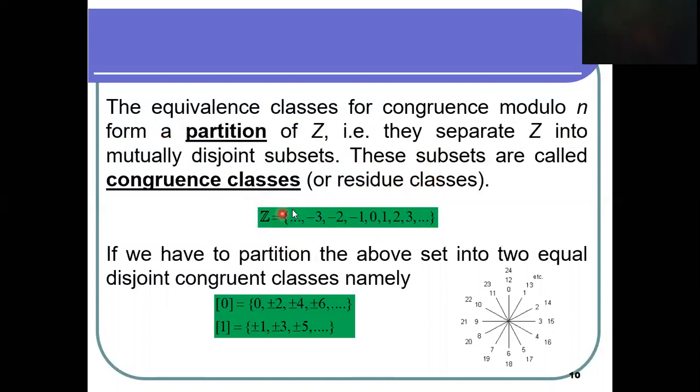If you have a set of integers, and you have to partition it into two equal, disjoint congruence classes, namely the zero class and the one class, then in the zero class, all those numbers which are divisible by 2, whose remainder is 0, will be placed. In the one class, all those numbers which, if you divide by 2, leave remainder 1, will be placed.